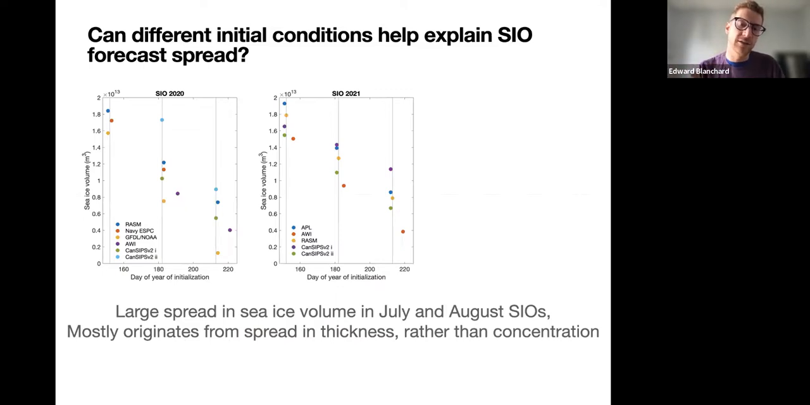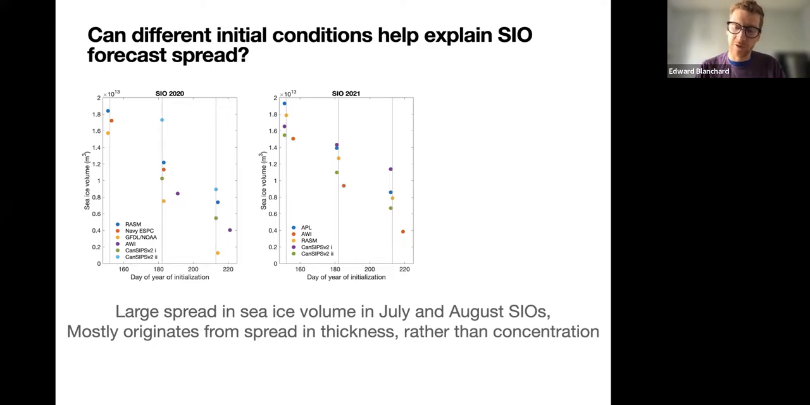Each dot here is how much sea ice volume these forecasts had at initialization, and the x-axis is the day of initialization. For each panel, you see 3 clusters along the x-axis, and those are the June, July, August initializations. The thin black lines are June 1st, July 1st, August 1st. So you can see those clusters, but you can see quite a lot of spread along the y-axis. That just means that even on about the same day of initialization, models have quite different initial conditions.